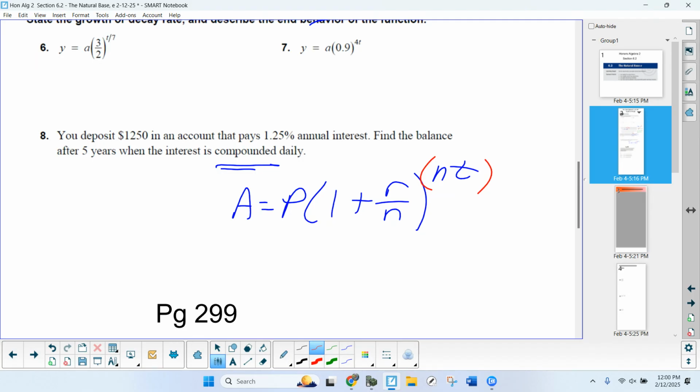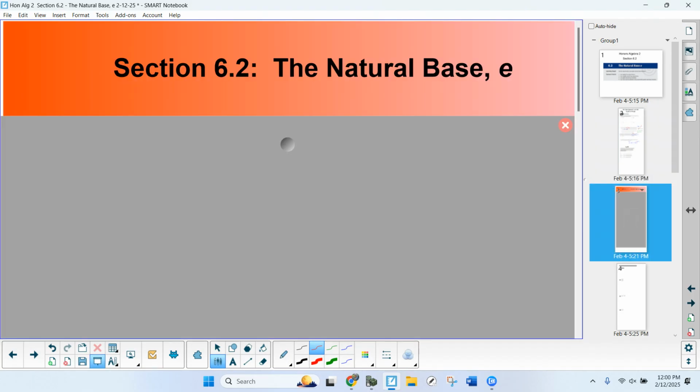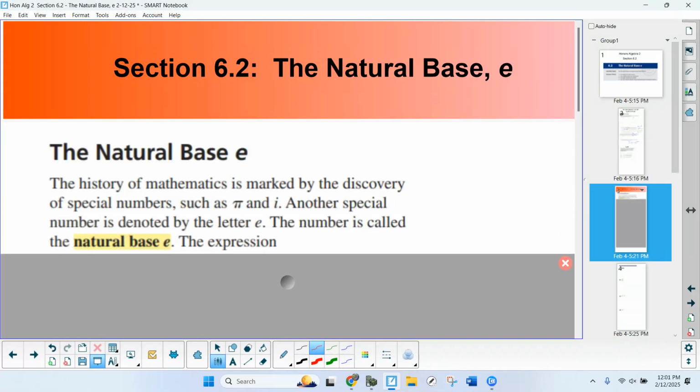All right. We are going to talk today about the natural base E. The natural base E. And we have all kinds of special numbers in mathematics, okay? In mathematics, we have discovered pi. What's pi approximately? 3.14. Okay, yep. Does anybody remember what pi is? Yeah, it's close. The ratio of the circumference of a circle to its diameter. Diameter, okay? So any circle you could take and divide those two and you get 3.14.